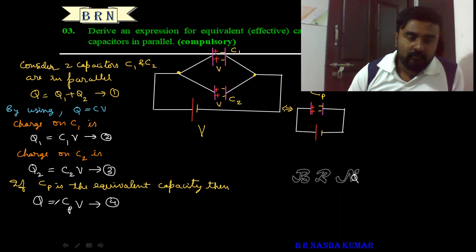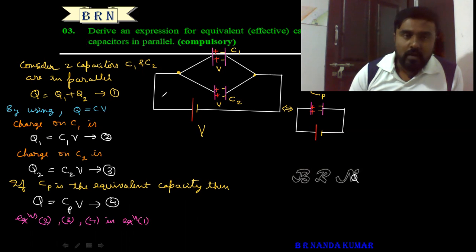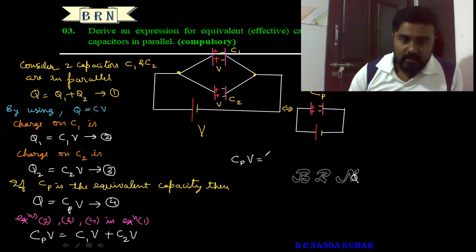Now put equations 2, 3, 4 in equation 1, and we will get CPV equals C1V plus C2V. CPV equals V taken as common, C1 plus C2, right? So V cancels. CP equals C1 plus C2.